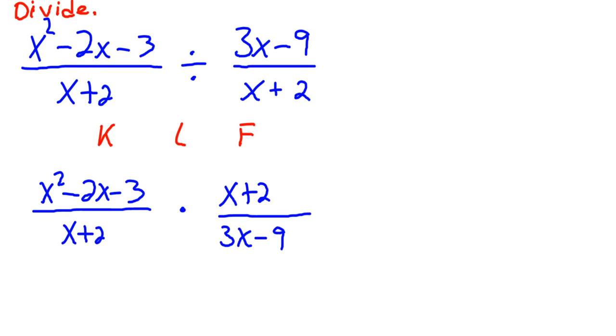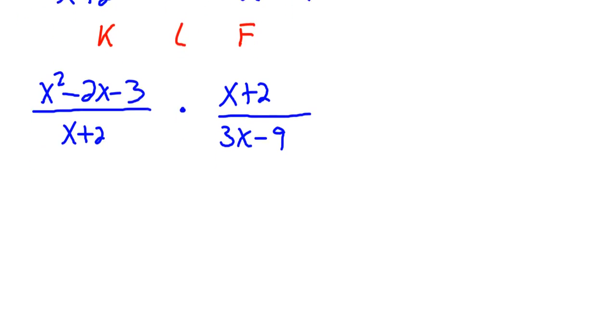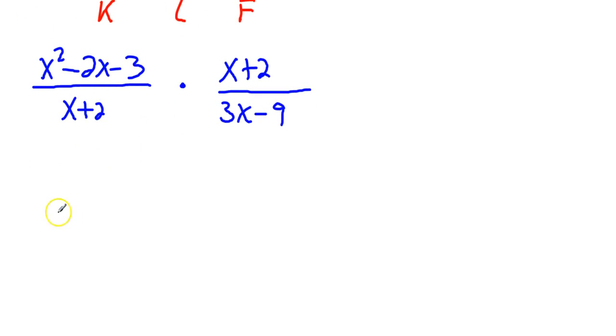And once you've flipped this thing upside down and made it a multiplication problem, now you're going to do the same thing. Factor everything out, cancel out what you can cancel. So for this one, on the bottom, x plus 2, nothing you can do there. We'll leave it there. And again, if you want to go ahead and put parentheses around it, we can, just to make sure we've got it here.